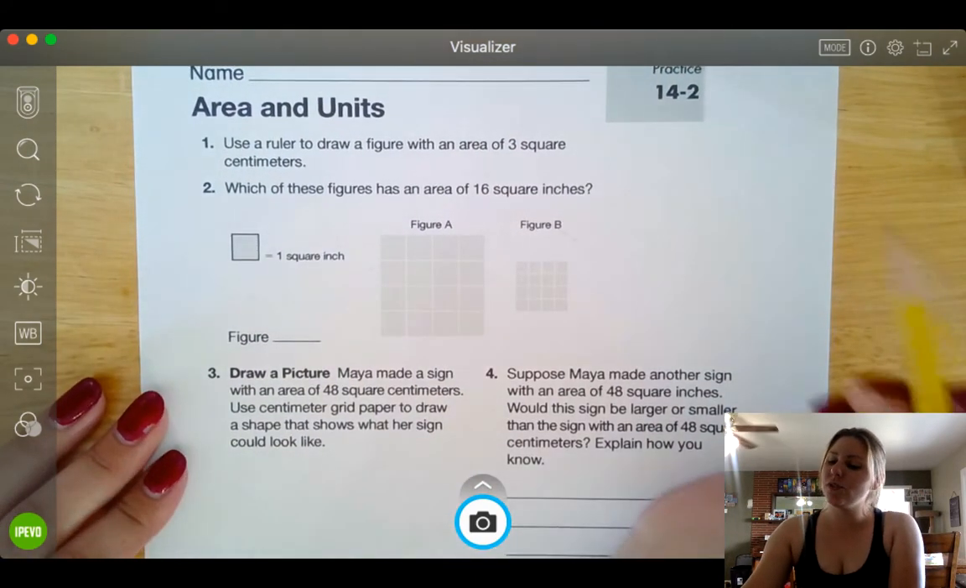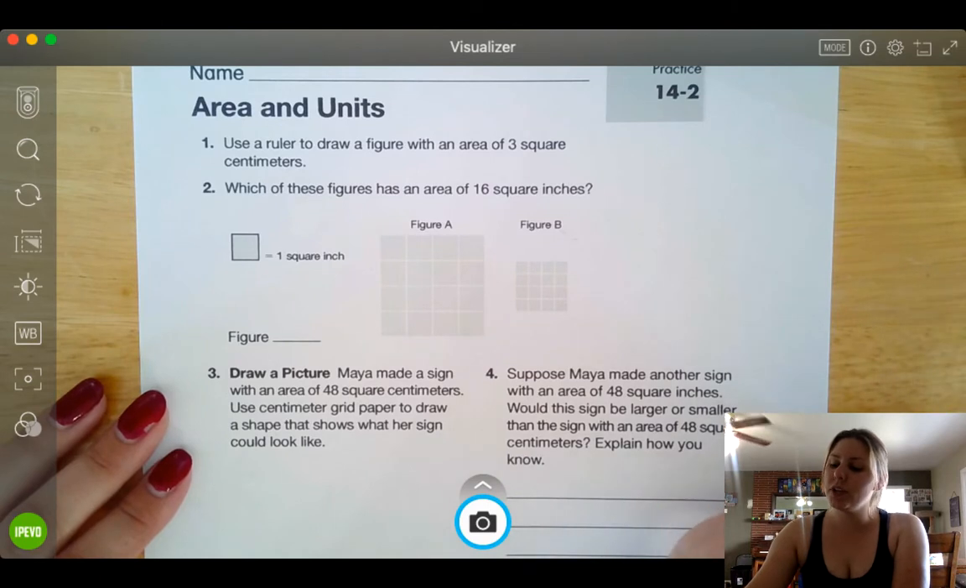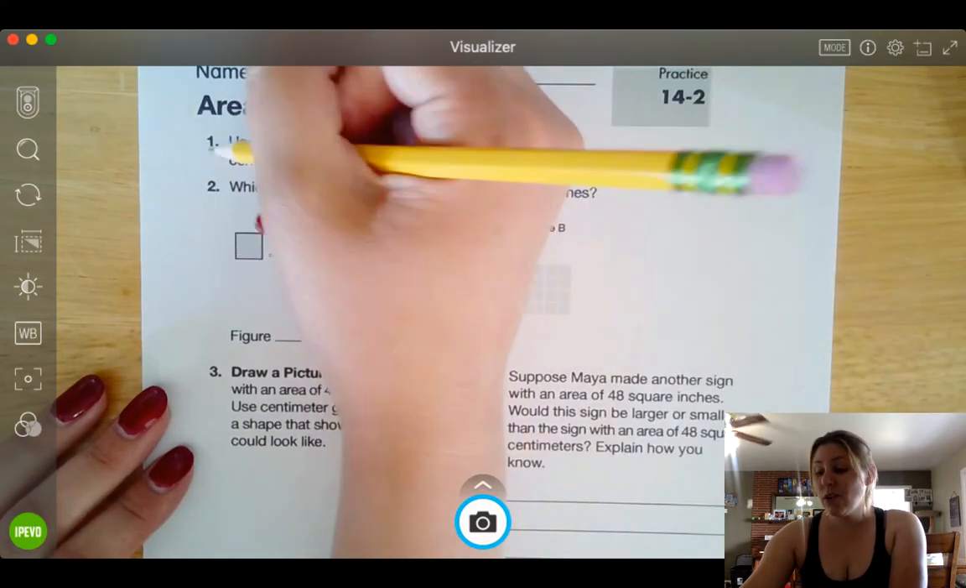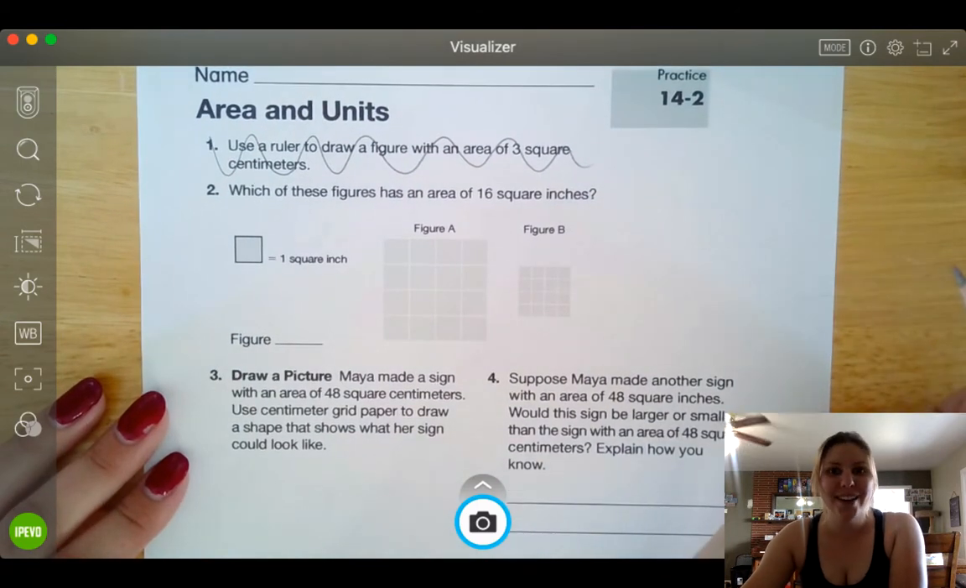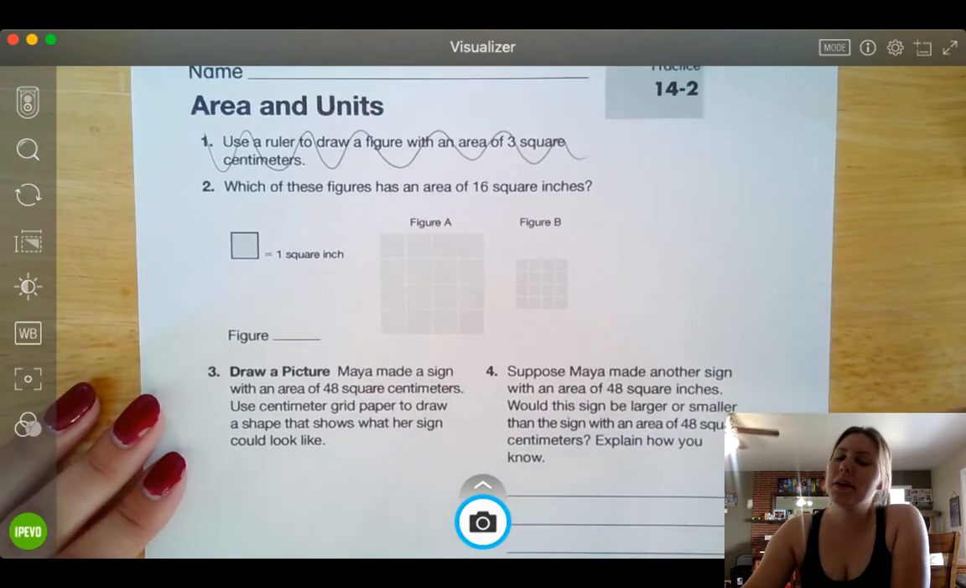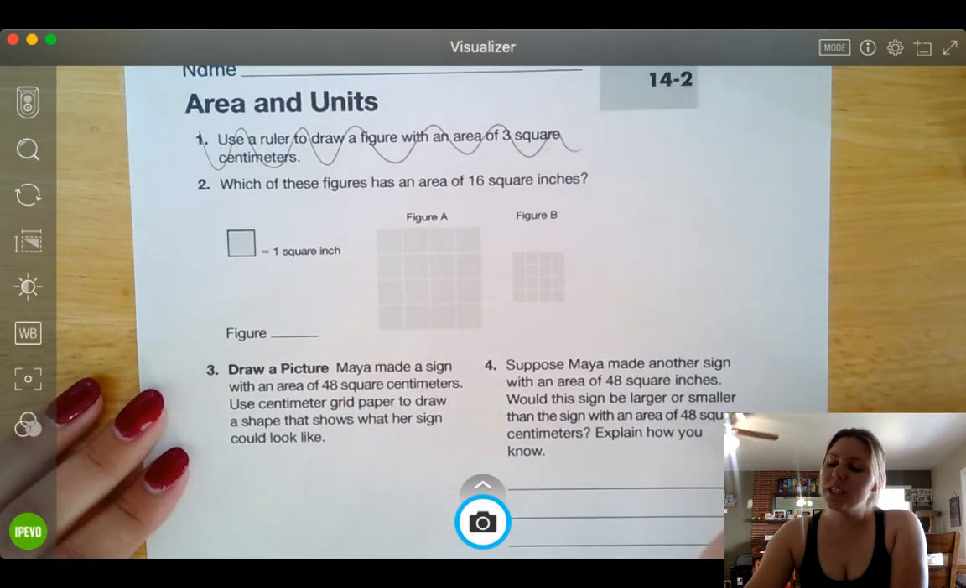First one says to use a ruler to draw a figure with an area of 3 square centimeters. And we don't always have rulers at home. My kids have stolen my rulers, so I don't even have one at the moment, so we're not going to do that one. Number 2, which of these figures has an area of 16 square inches?